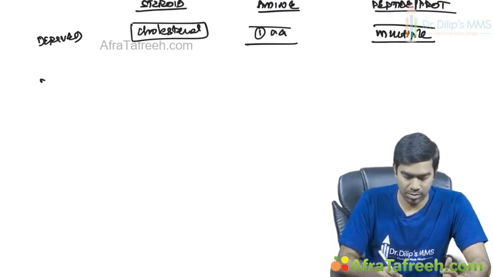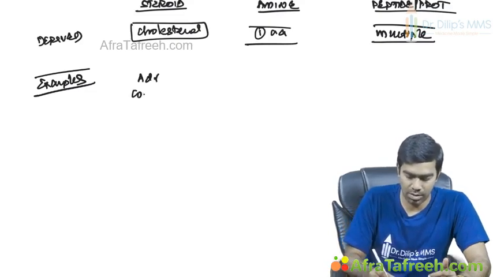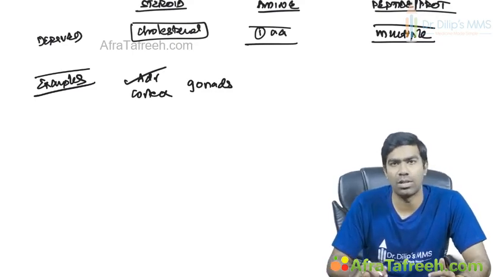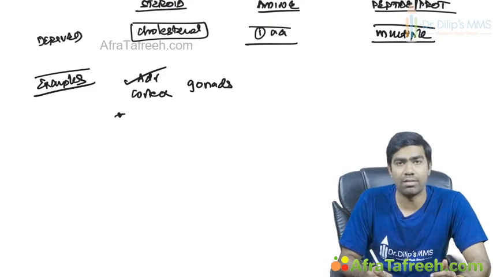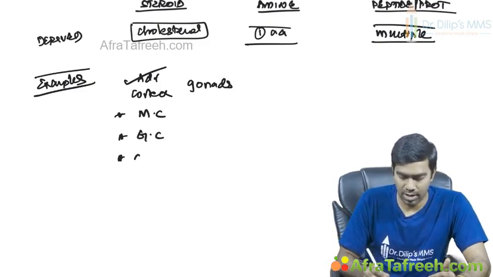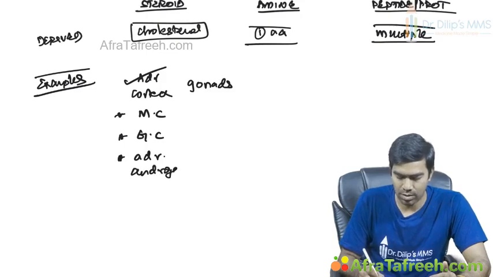So what are the examples? Examples of steroid hormones are those derived from either the adrenal cortex or the gonads. So they can come from the adrenal cortex, or from the gonads, or from the fetoplacental unit as well. What are the examples of hormones that come from the adrenal cortex? You have mineralocorticoids like aldosterone, glucocorticoids like cortisol, and adrenal androgens like dehydroepiandrosterone. You know that these are adrenal androgens.